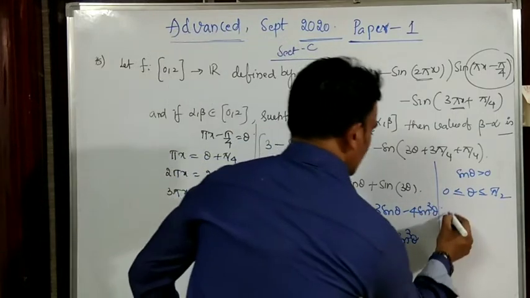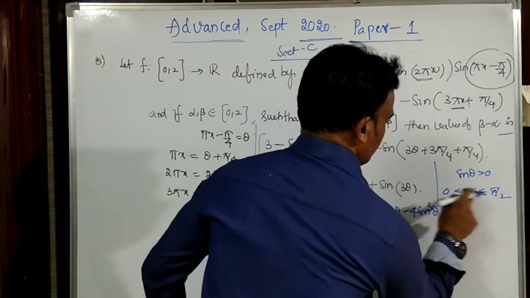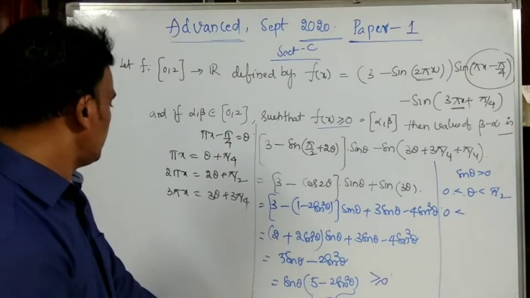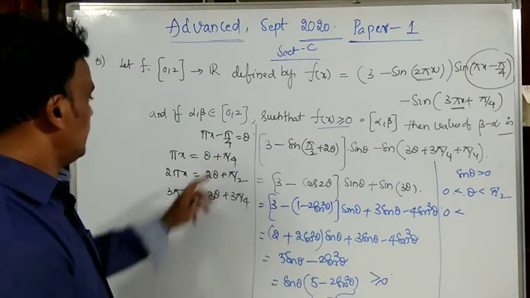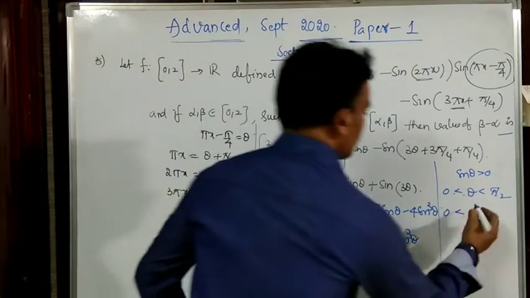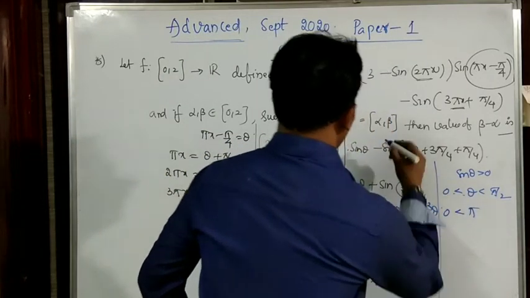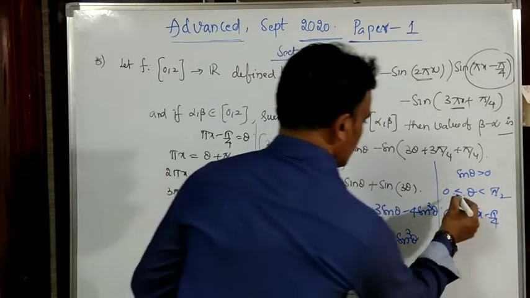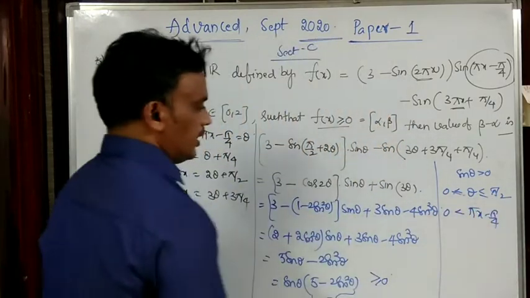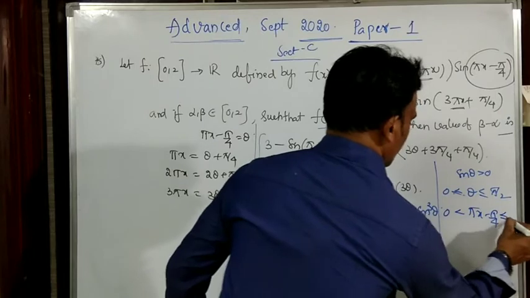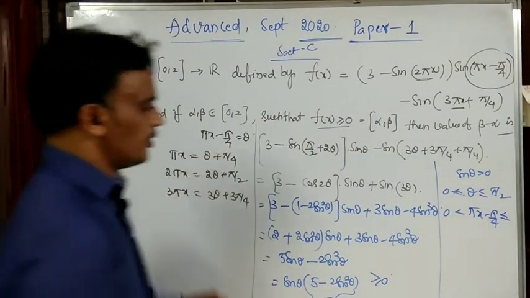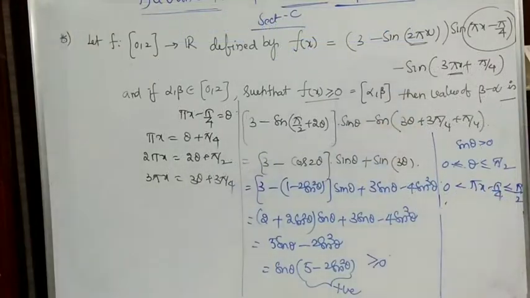So 0 less than theta less than pi by 2. What is the theta value? Theta is pi x minus pi by 4. It is greater than or equal to 0, and it is less than or equal to pi by 2. Theta value pi x minus pi by 4 is less than or equal to pi by 2.